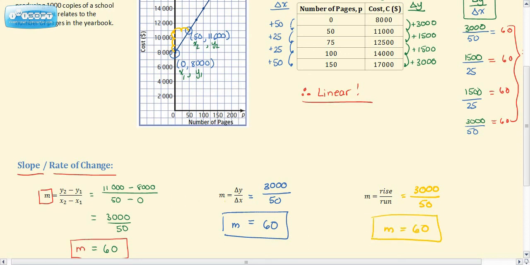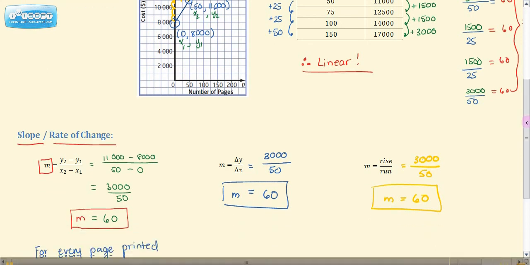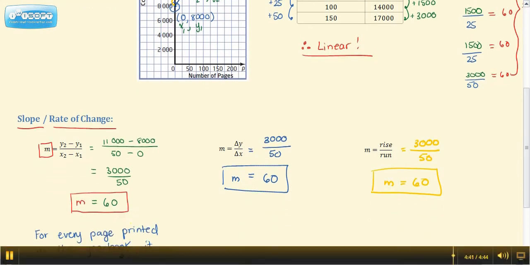Regardless of which equation I use, I get the same slope, which is the same rate of change, which determines how much it costs for every page printed in the yearbook.